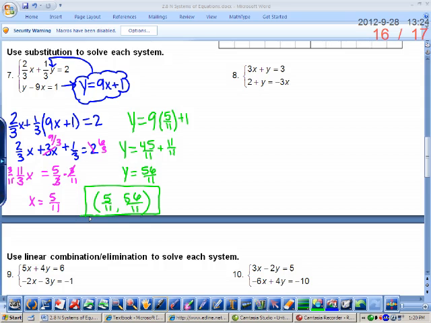Okay, let's look at number 8. 3x plus y equals 3. 2 plus y equals negative 3x. Okay, I want to pick the easiest one to solve for. So I think we should solve for y in either the first or second equation. It doesn't really matter. So let's just go ahead and solve for y in this equation. What would I get? Okay, why do you say it's parallel, Lindsay? Okay, so we've got the same slopes, but I want to go ahead and work through this so we see what would happen. Okay, in case you didn't recognize it. But you are correct. All right, so let's go ahead.